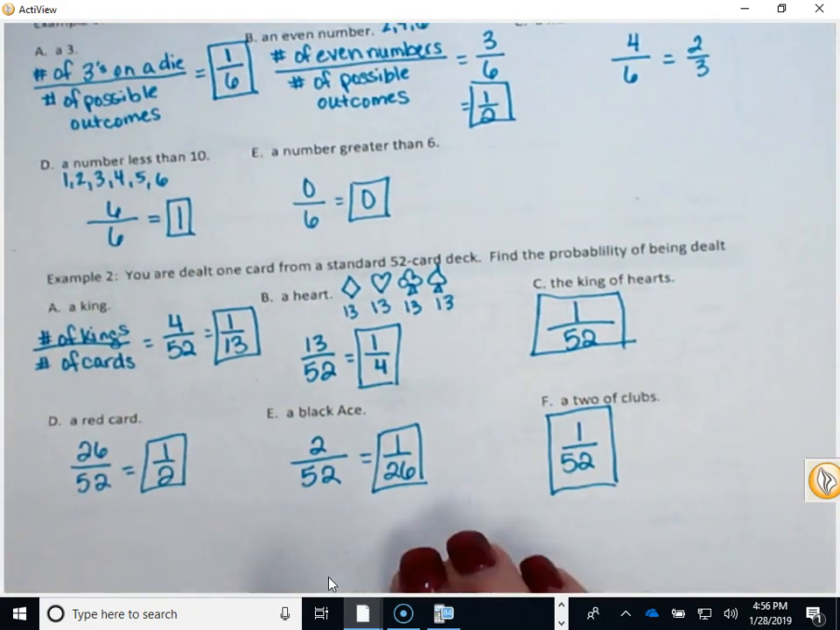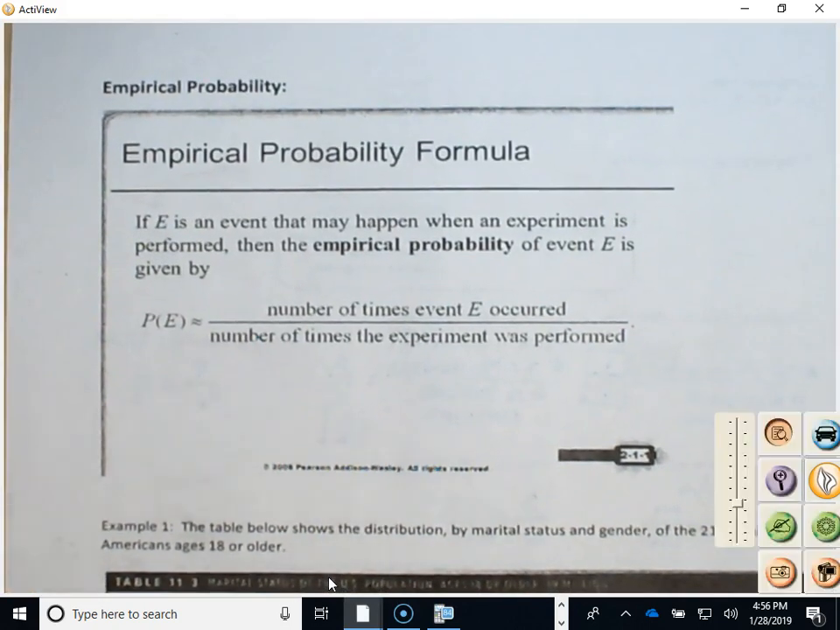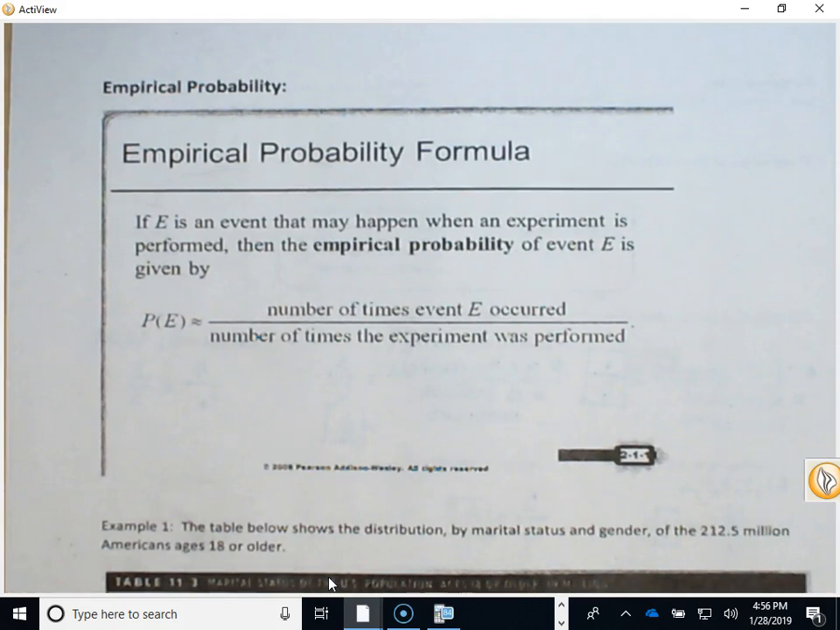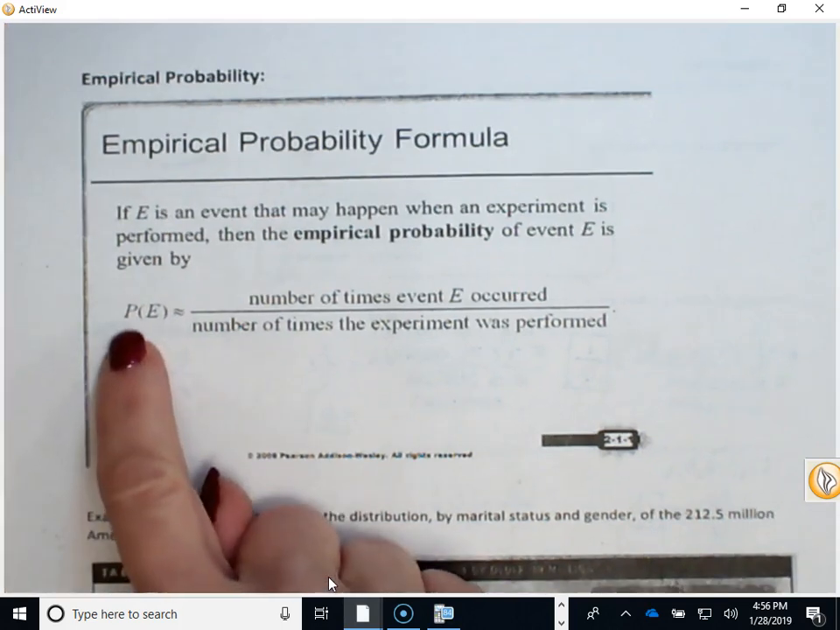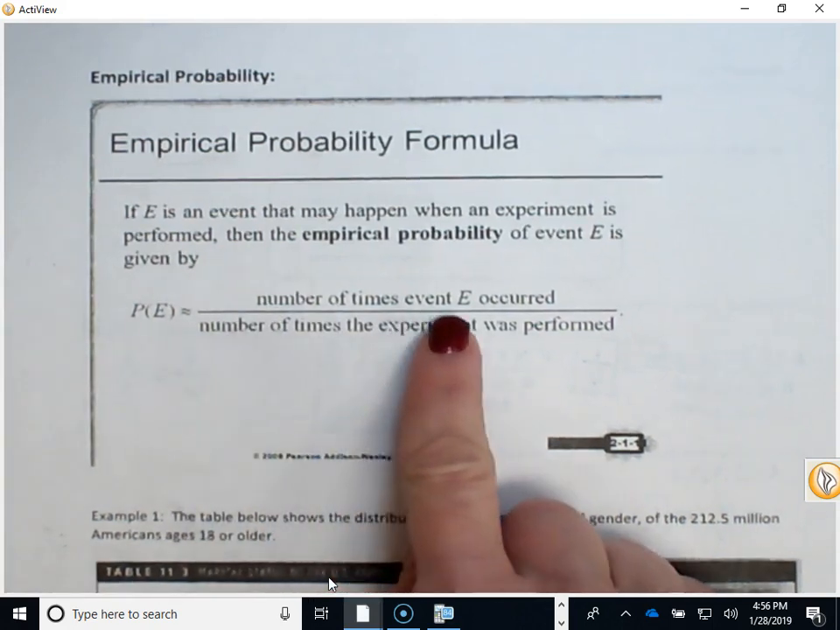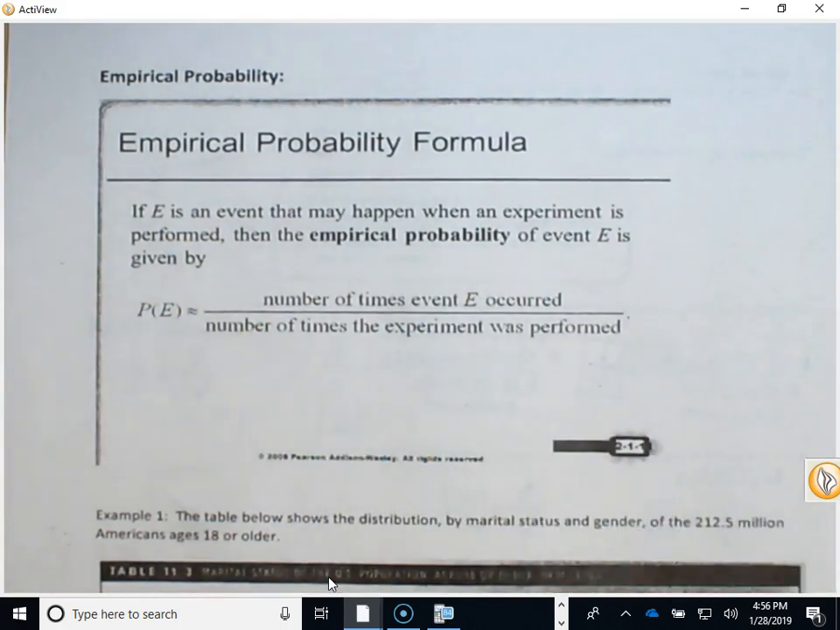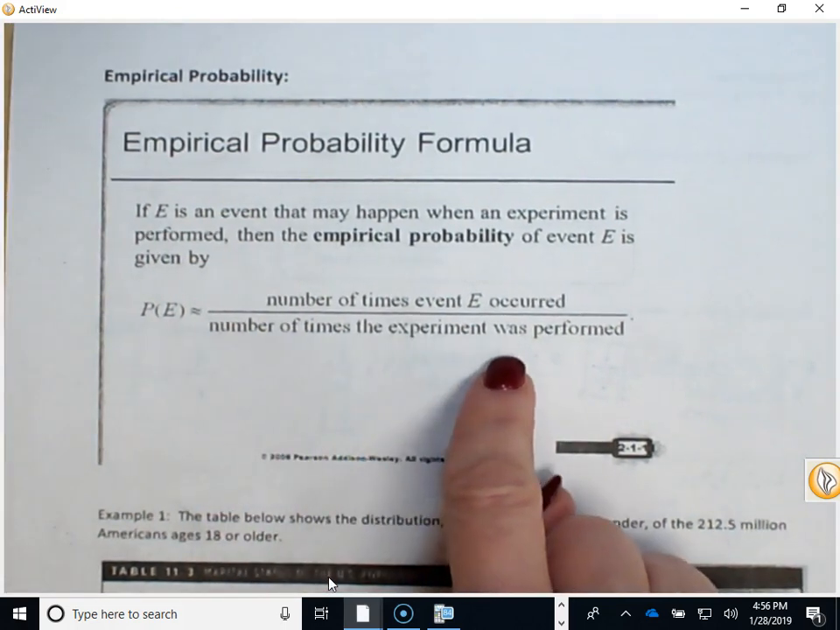All right, now as for empirical probability, we have a formula. It says if E is an event that may happen when an experiment is performed. So remember, empirical probability is when an actual experiment is being performed. Then the empirical probability of event E, P(E), is approximately, that squiggly equal sign means approximately, the number of times the event E occurred. So since we do an actual experiment, we can see how many times that desired outcome occurred, that event occurred, divided by the number of times the experiment was performed.